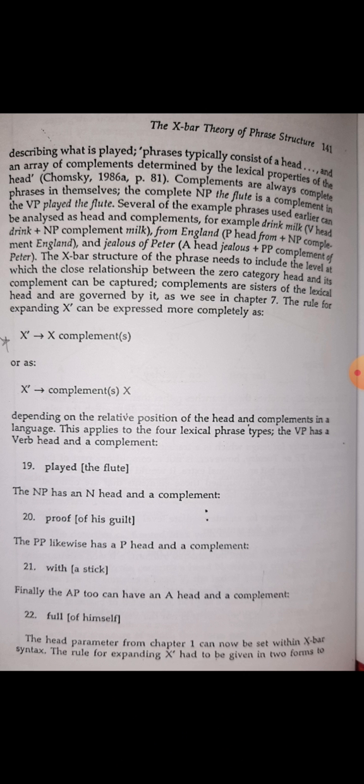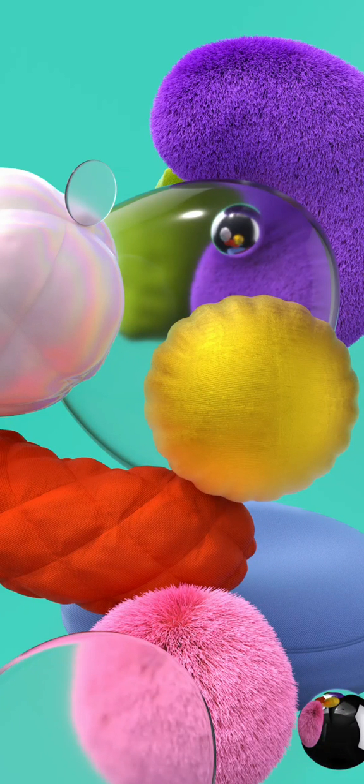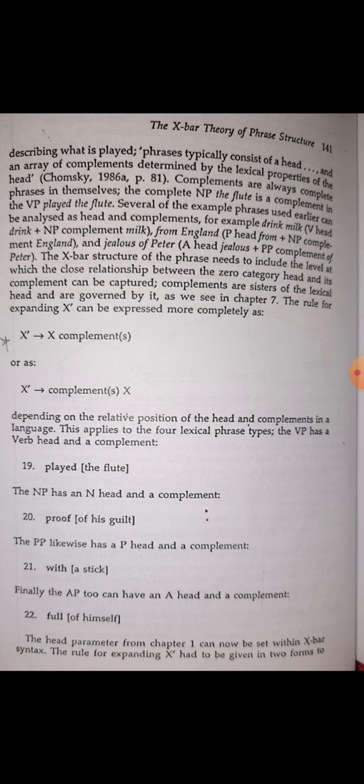So this rather proves the already postulated theory that English is a head-first language, because in all types of phrases you can see that heads come first and the complements come later.